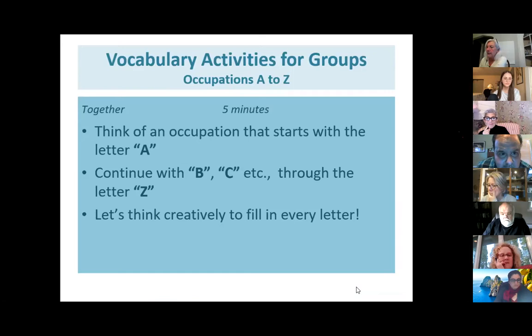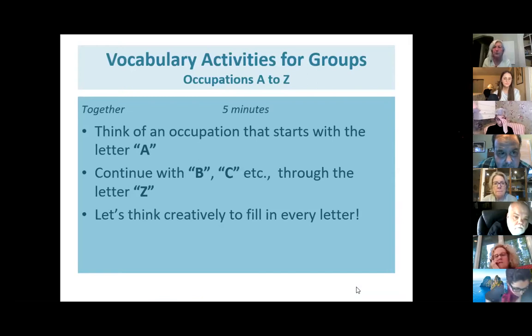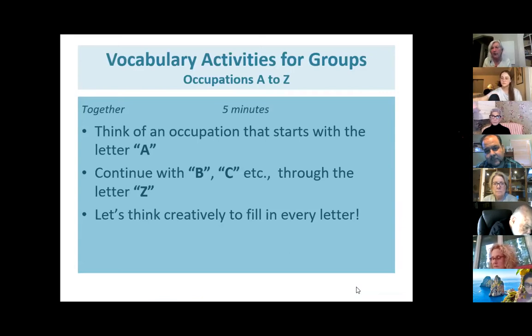Okay. So now let's say all your students have arrived and you again want to introduce your topic. Our topic tonight is going to be work. And, you know, while you could start by asking your students to, okay, tell me all the jobs you know, it's kind of nice to add some structure to the activity. And so you can set it up as like an A to Z exercise.